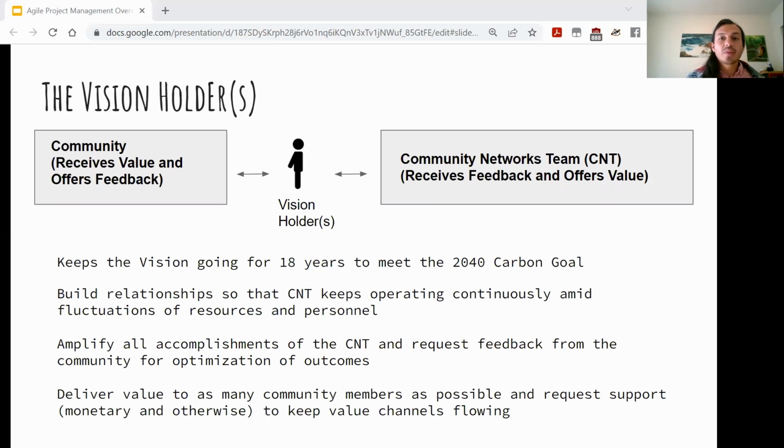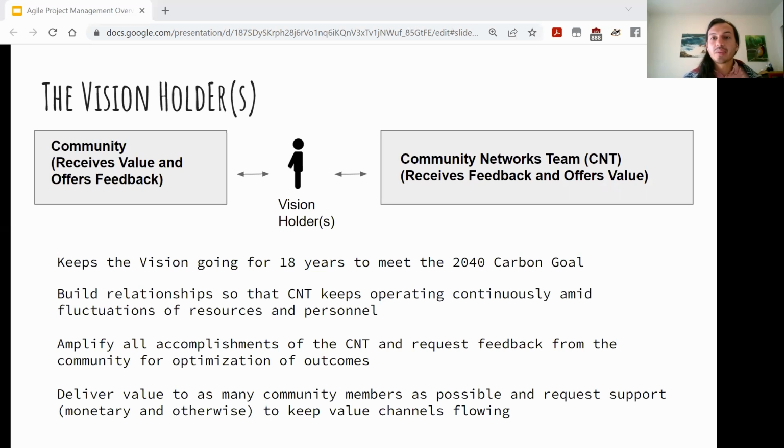The vision holder's main responsibility is to keep the legacy alive for the 18 years that it will take for the mission to complete, which is to be carbon negative by 2040. And also to build the necessary relationships to keep the Community Networks team operating as best as it can, with people coming in and out throughout the whole time, because people will want to be involved maybe a few months at a time or project by project.